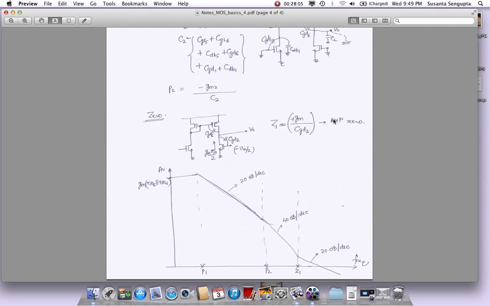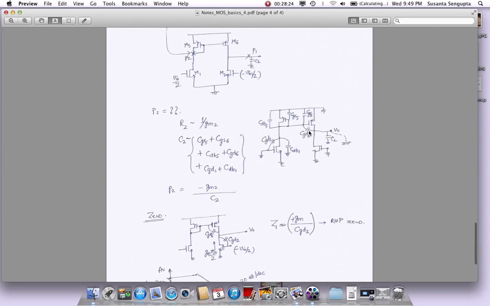Zeros are good as long as they're on the left half of the S plane, which is with a minus sign. But if it just comes with a plus sign like it is, which is the right half plane, then they actually cause a problem, and we will see that more when we look into op amps and the compensation part of it. Not now. We'll look into it at that time, how it actually causes a problem. Okay, so this causes a zero.